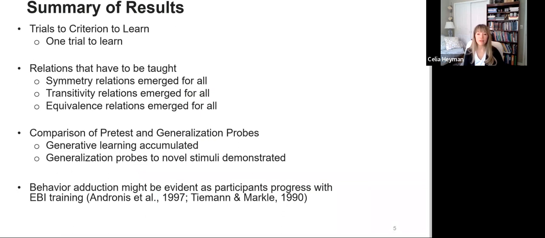The results confirmed the efficacy of EBI. When a participant did not know a new relation, it took only 1 trial for them to learn it. When a new relation is learned by the instruction, derived relations of symmetry, transitivity, and equivalence emerge for all participants. When we compare the pretest and generalization probes, generative learning accumulated, and all participants were able to generalize to new stimuli. Behavior adoption on new concepts might have been evident for some participants as they experienced the EBI training on previous trials.